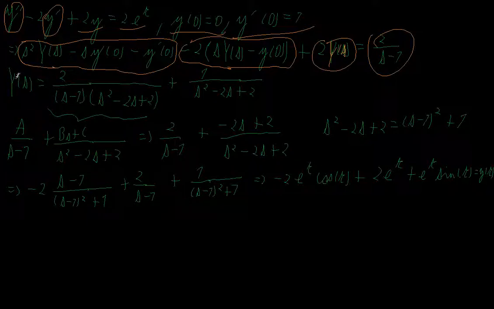So now I can solve for capital Y. So I can first use my initial conditions, and then solve for capital Y. So I factorize and then throw everything else on the other side. So I get that capital Y is equal to 2 over s minus 1 times s squared minus 2s plus 2, plus 1 over s squared minus 2s plus 2. Okay.